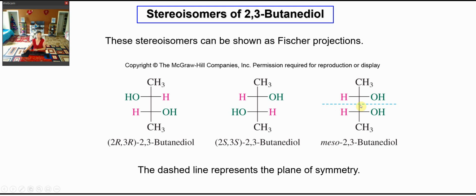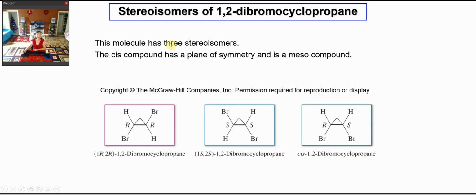So in the last case, the dashed line represents the plane of symmetry. This molecule is again named as meso-2,3-butanediol. They are diols. And similarly for this molecule, 1,2-dibromocyclopropane, you may also consider whether you are going to have a molecule with a plane of symmetry.